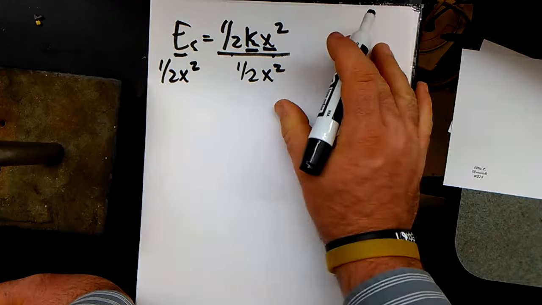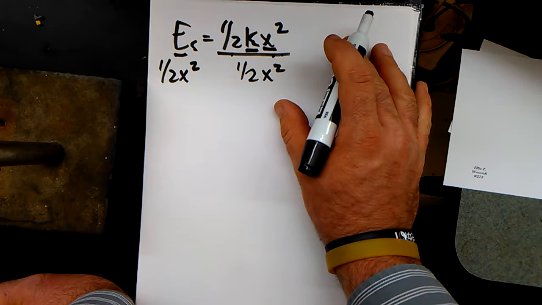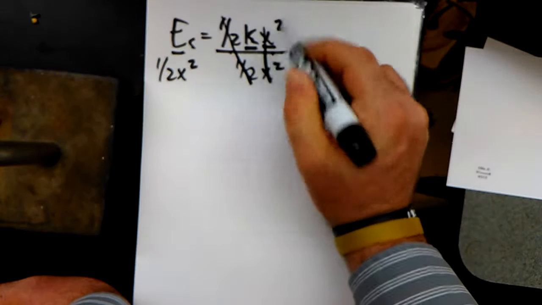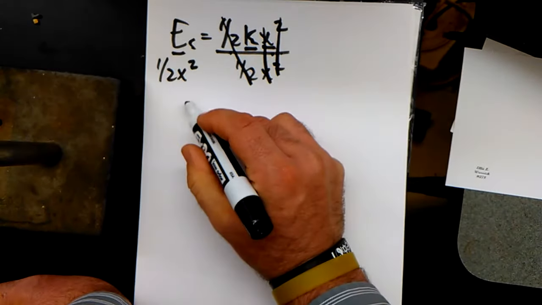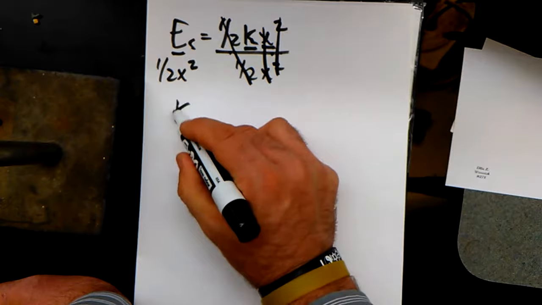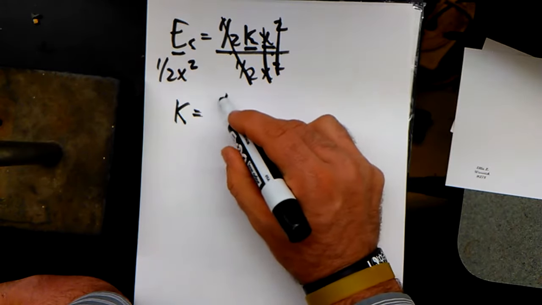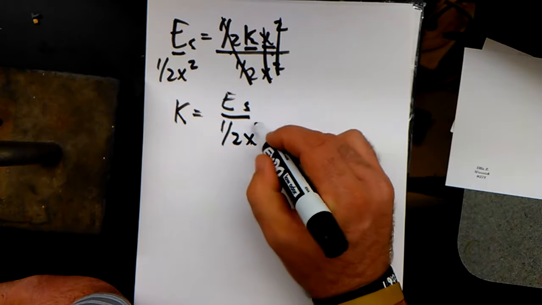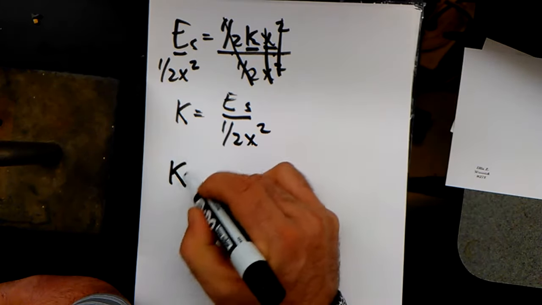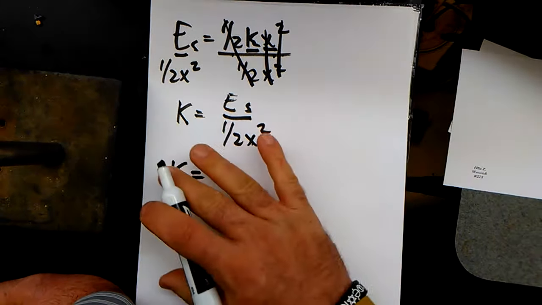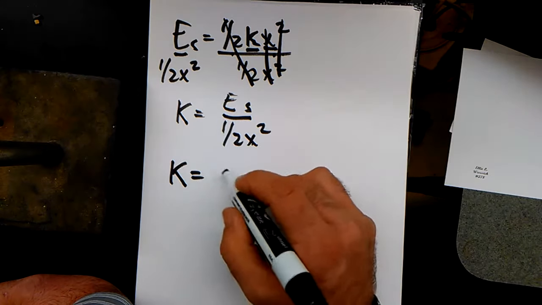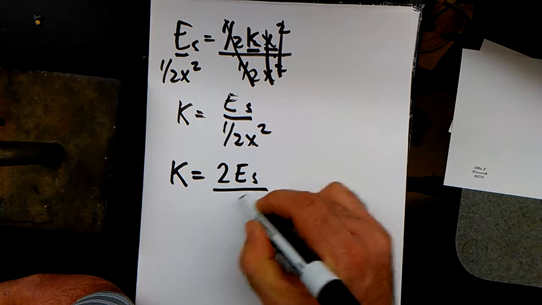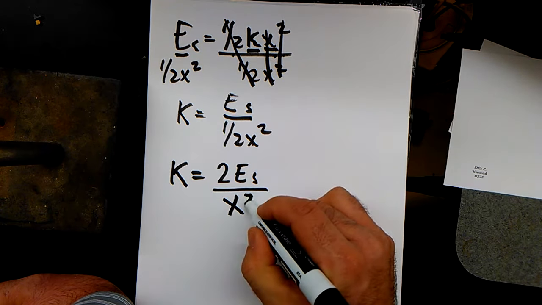So I'm dividing both sides by half x squared. That cancels that, that cancels that. So I'm going to flip it around. The K value is energy of a spring over half x squared. Again, I'm going to simplify it a little bit, and here's where you need to have the formula. It's going to be 2 times the energy of a spring over x squared.